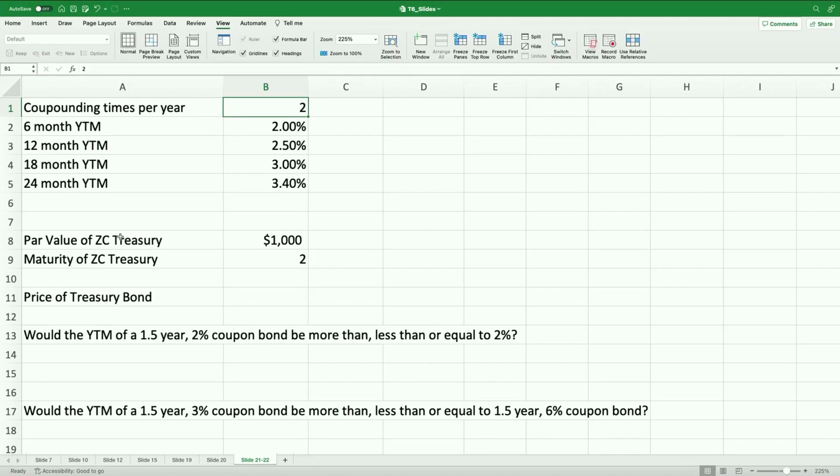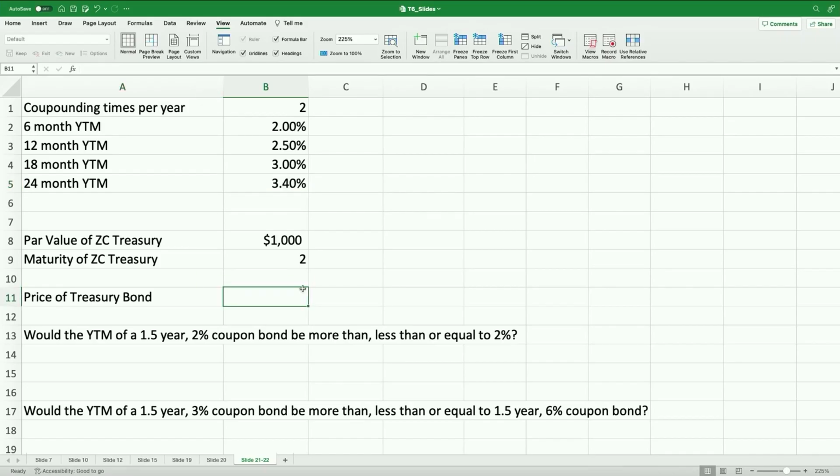And the first question is, what is the price of the following treasury bond? A treasury bond that's zero coupon, has a par value of $1,000, and matures in 2 years. So what is the price of that bond? Okay, so this question is asking us to match this bond with its appropriate spot rate. And which one is that? Well, the bond that matures in 2 years, we're going to use the yield to maturity of the treasury strip which matures in 2 years. So that's going to be this 3.4%.